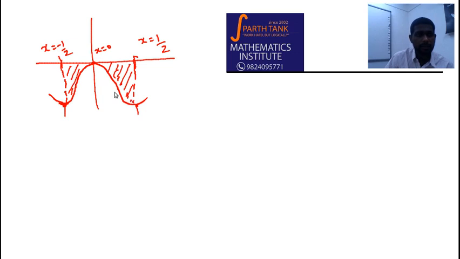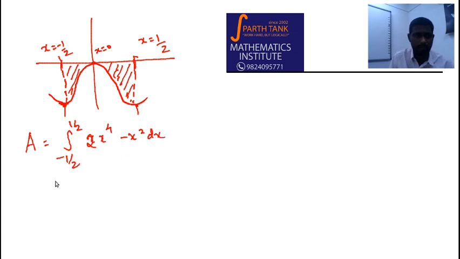Okay. So since the whole area lies in the negative part of the y-axis, you integrate it and take the positive value basically. So the area is the integral from minus 1/2 to 1/2 of 2x^4 minus x squared dx. This is an even function, so I am going to take it from 0 to 1/2, 2 times the integral of 2x^4 minus x squared dx, right? And as I told you, since the area is going to become negative, you can have a modulus over the whole thing.